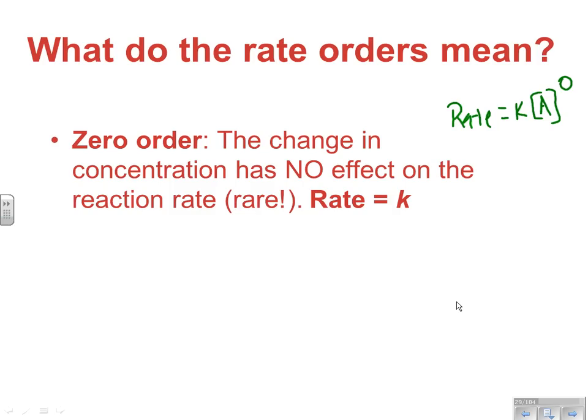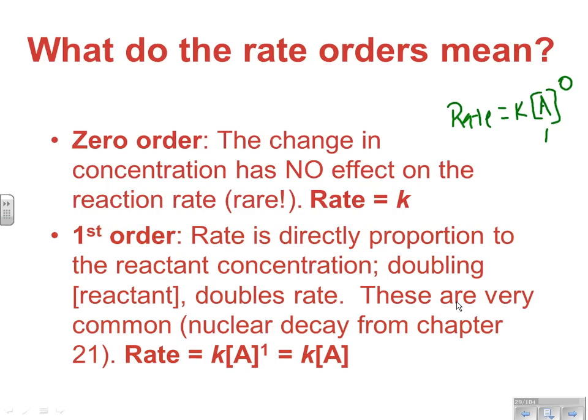What you'd be left with is this is going to equal 1, so you'd end up with rate is going to equal the rate constant K. So in a zero order reaction, really rate equals K. Now, in a first order reaction, the rate is directly proportional to the reactant concentration, which means doubling the concentration doubles the rate.